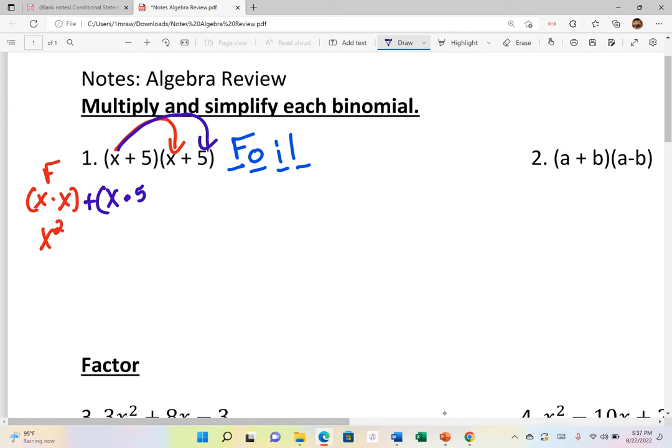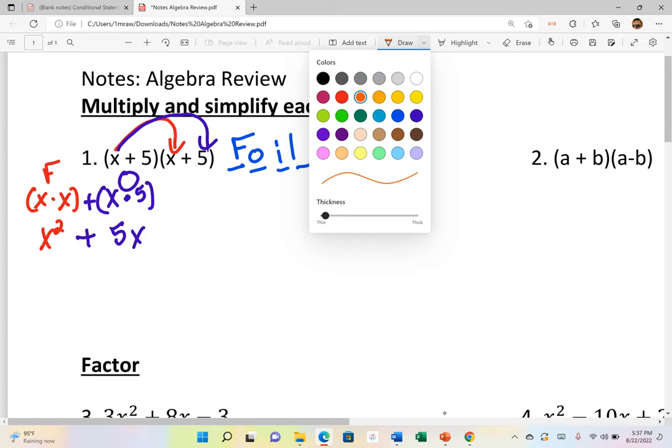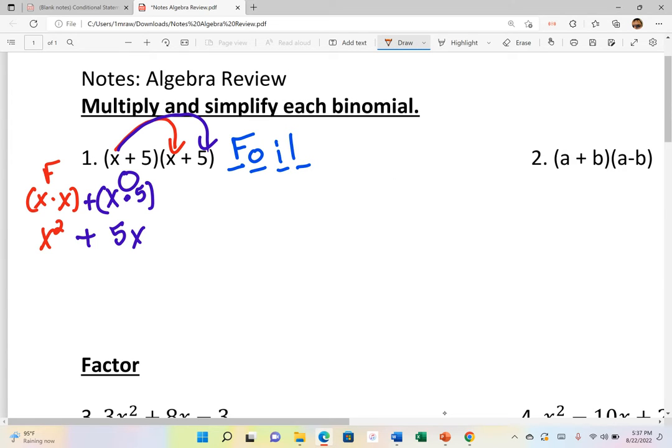And that should be a plus because we're adding those two, because it's both positive. So these are my outer parts. X plus 5, x times 5. X times 5 is 5x. Okay, now that's the outer. Now we're going to do the inner parts. That's going to be 5 times x, so plus 5 times x. And that's the inner part. 5 times x is also a positive 5x.